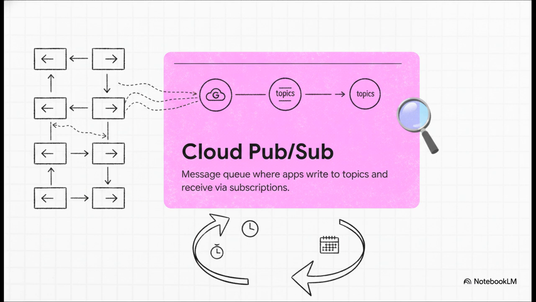Your applications write data to core components called topics, and then consuming applications receive those messages through subscriptions. And those can be configured as either push or pull. But the real magic of Pub Sub for resilience is its retention period. Unread messages are actually held for a specific period, say 3 days, before they're finally discarded. So if an application temporarily goes offline, you don't lose your data. It's an absolute lifesaver.